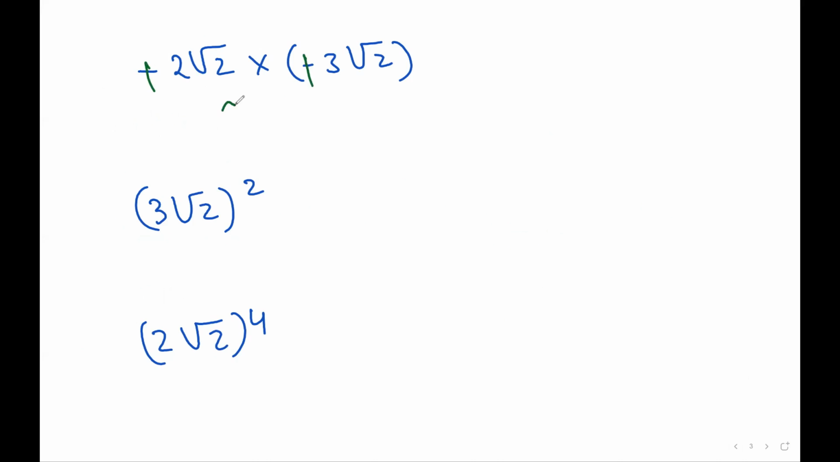Minus minus cancel. 2 3s are 6. Okay, multiplication. This is multiplication. Root 2 into root 2 is what? Root 4. What is square root of 4? Square root of 4 is 2, because 2 square is 4. So 6 into 2 is 12.